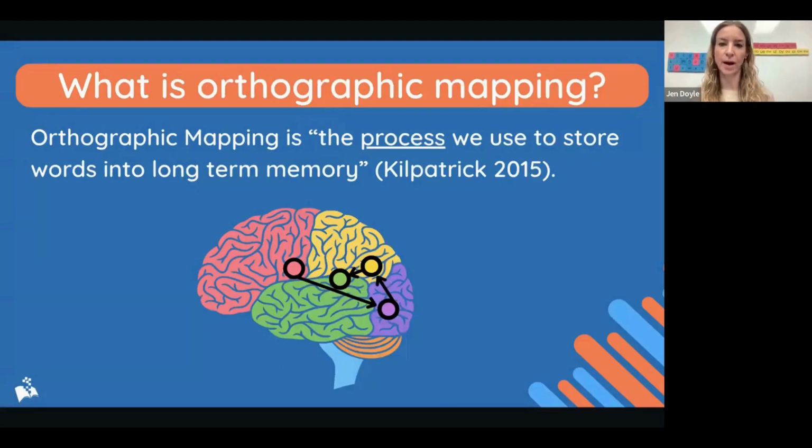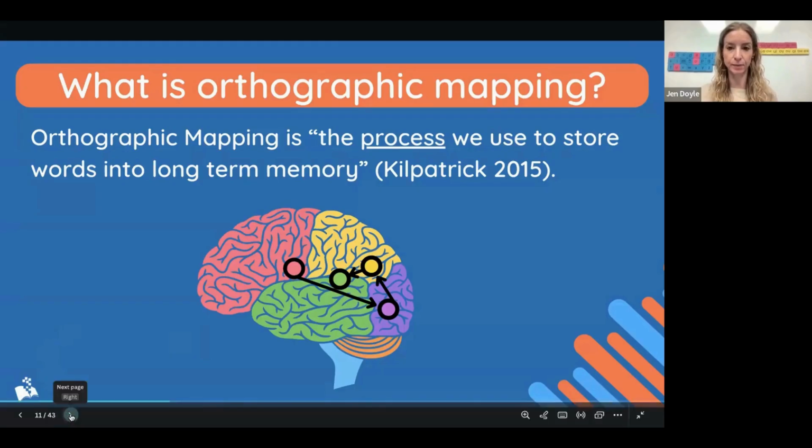So to define orthographic mapping, it's the process that we use to store words in long-term memory. That's according to Kilpatrick. So the ultimate goal of orthographic mapping is to store those words in our long-term memory. And when it is an automatic process, then students just know that word right away, and it makes reading fluent, and it enables students to really focus on deepening their comprehension. If they're not focusing in on decoding a word, they're able to really focus on meaning, which is that ultimate goal of reading. So let's look at how this process happens.